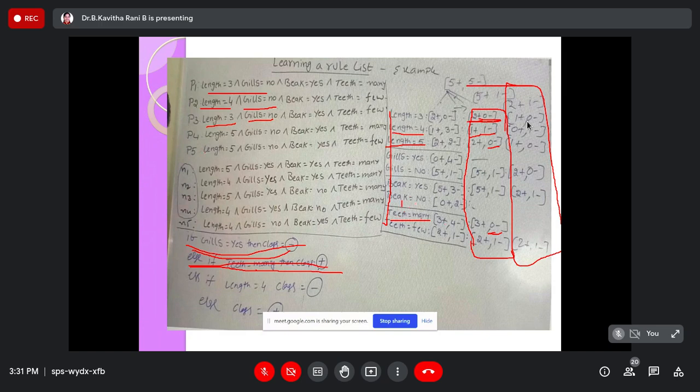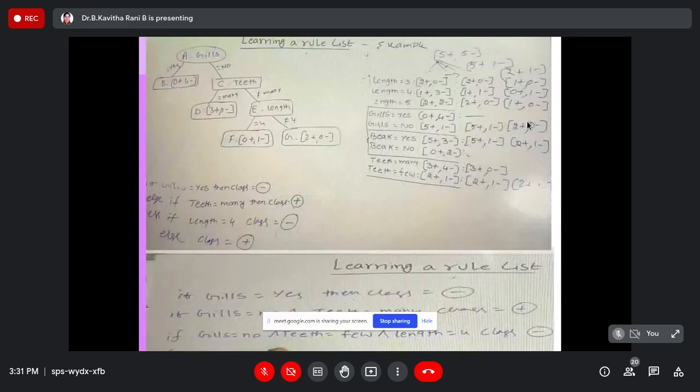So this is called a rule list. You are learning the rule list here. Then you will be generating the decision tree. For these rules, this is the decision tree. After eliminating the negative values, this is the output you are getting. So this is about learning rule list.